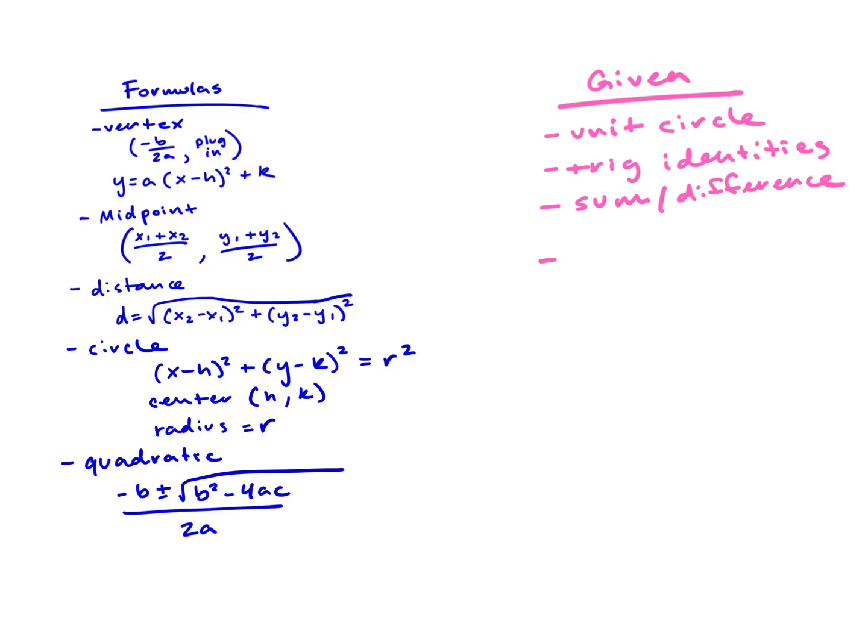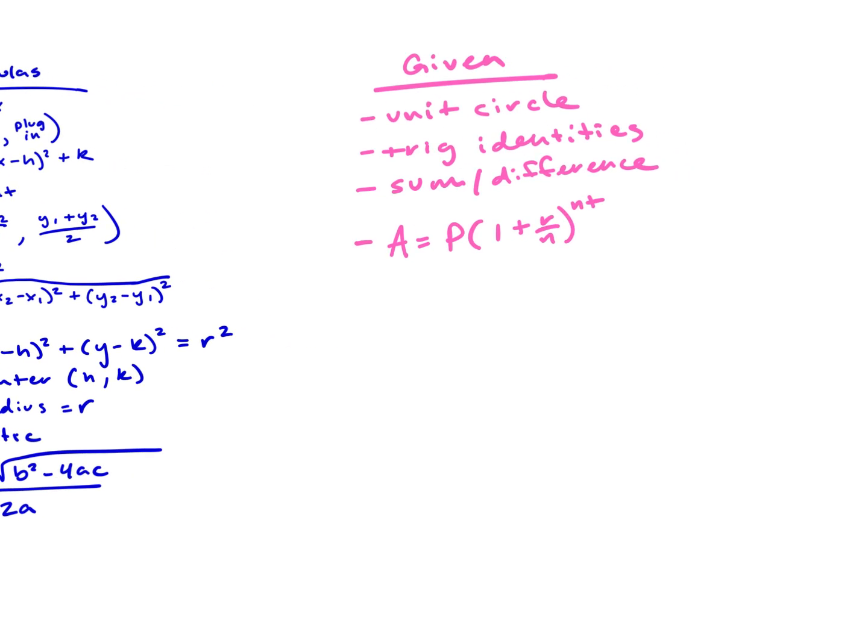Also, I'm going to give you guys the interest formula. So A is equal to P times 1 plus R over N to the power of N times T. This is given, but you guys just need to know what to do with it. And also your A PERT formula. So A is equal to P times E to the power of RT.